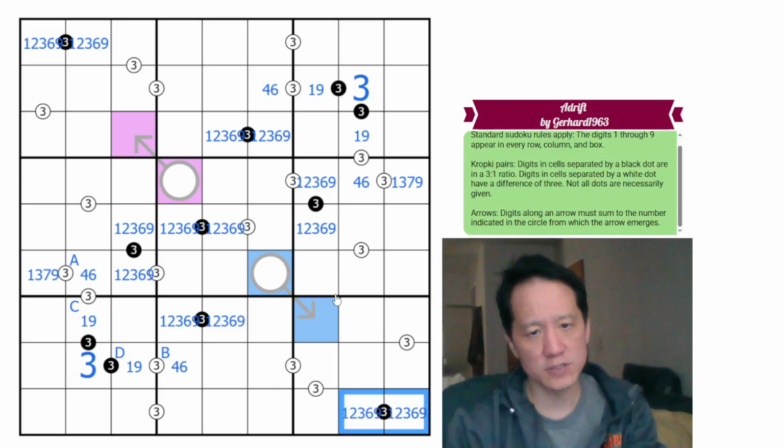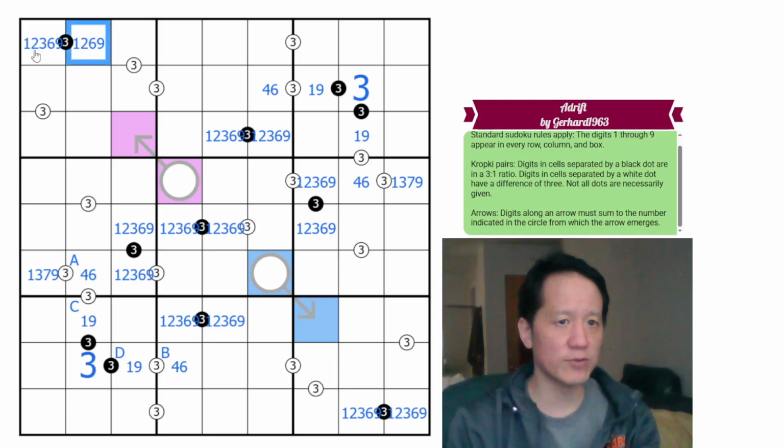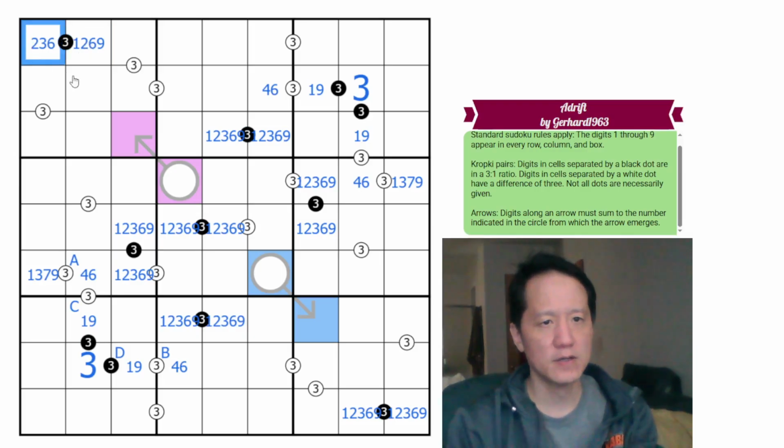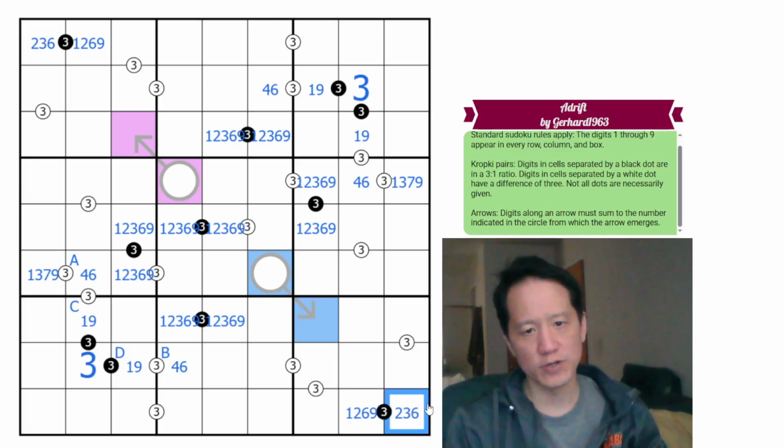These are 1, 2, 3, 6, and 9, but this can't be 3. So since this can't be 3, this can't be 1 or 9. So this is specifically 2, 3, or 6. This can't be 3, so this can't be 1 or 9 here.